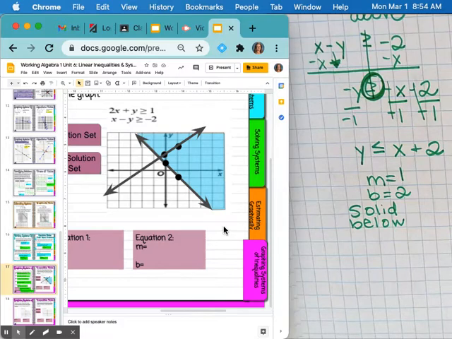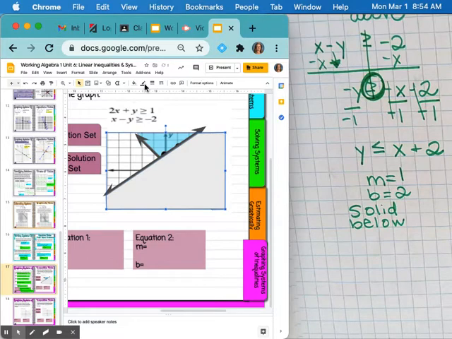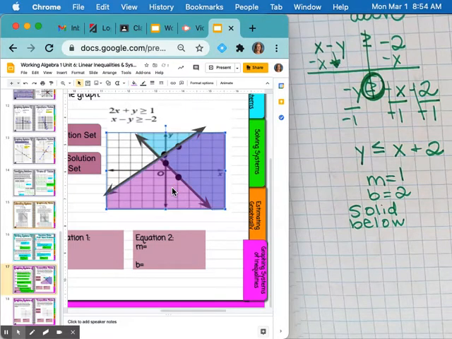And then we're shading below, right? Okay, so do your polyline. And then pick a different color. So below is more to the right on this one.